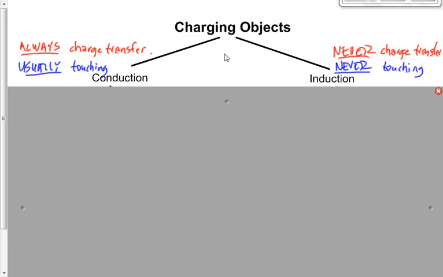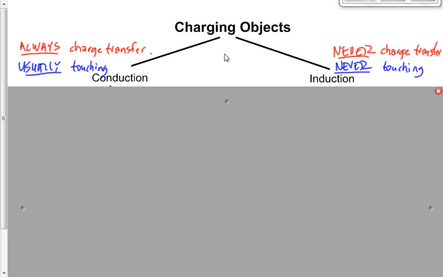Are the cloud and the ground touching each other? No. Is it charging by conduction? Yeah, because it involved a transfer of charge. Didn't involve touching, but conduction doesn't have to involve touching. It just usually does. It has to involve a transfer of charge. Those electrons went from the cloud to the ground. It can't be induction because that never involves touching. It had to be conduction.